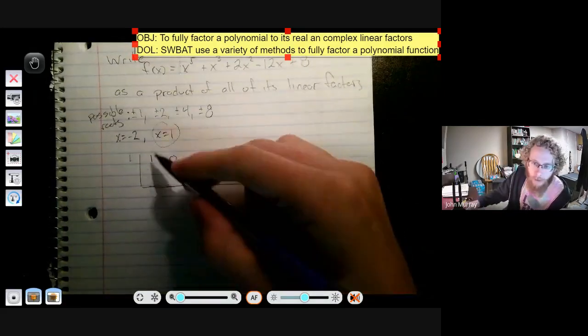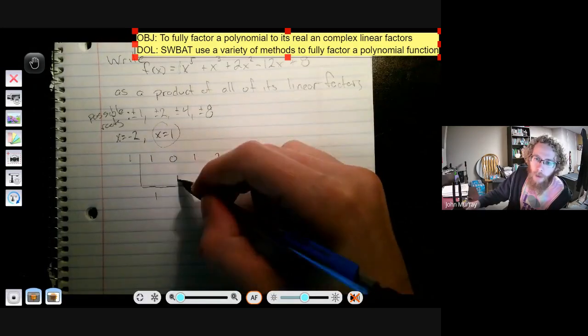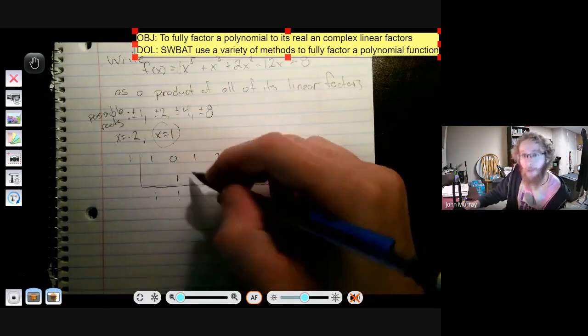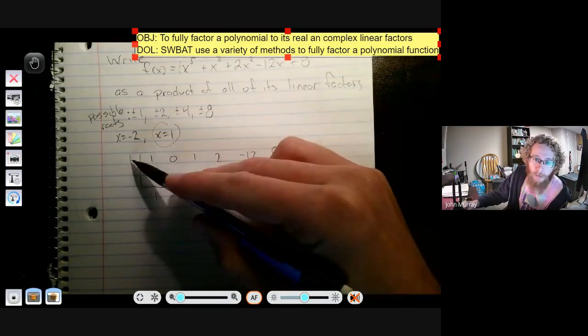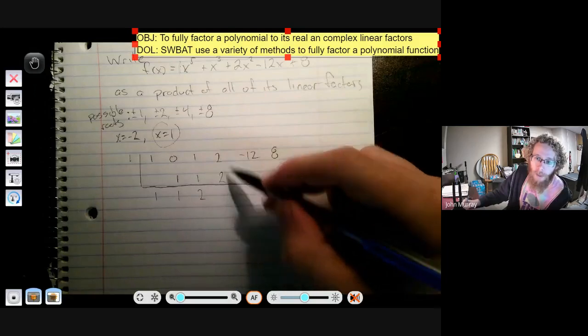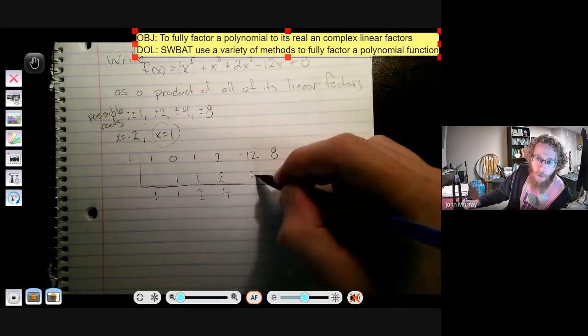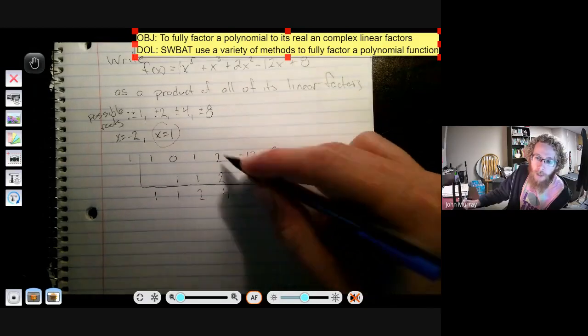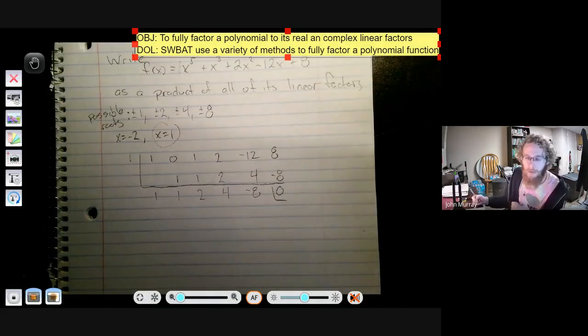All right, so a quick synthetic division. We bring down the 1. 1 times 1 is 1. 0 plus 1 is 1. 1 times 1 is 1. 1 plus 1 is 2. This gets us 2. This gets us 4. 1 times 4 is 4. Negative 8. Negative 8. 0.